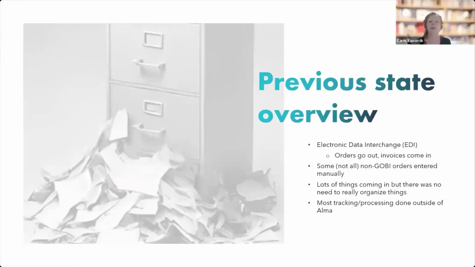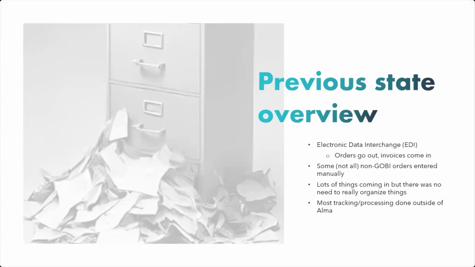So for how we started out, the previous state of our acquisitions module. We had set up electronic data interchange with Gobi and with Harrassowitz. So we had orders going out. We were able to do orders in Alma, and that was the main thing that we were using the acquisitions module for. So we... Rachel has arrived.